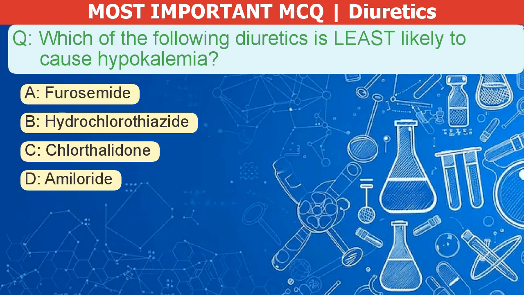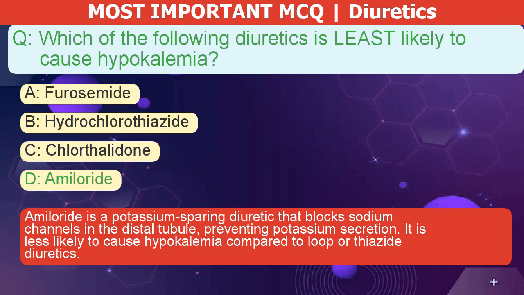Which of the following diuretics is least likely to cause hyperkalemia? A. Furosemide. B. Hydrochlorothiazide. C. Clothianidin. D. Amiloride. The correct answer is D. Amiloride is a potassium-sparing diuretic that blocks sodium channels in the distal tubule, preventing potassium secretion. It is less likely to cause hyperkalemia compared to loop or thiazide diuretics.